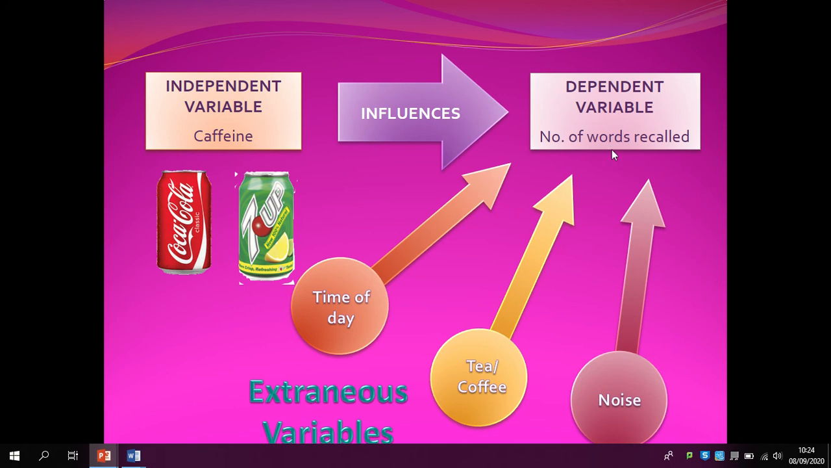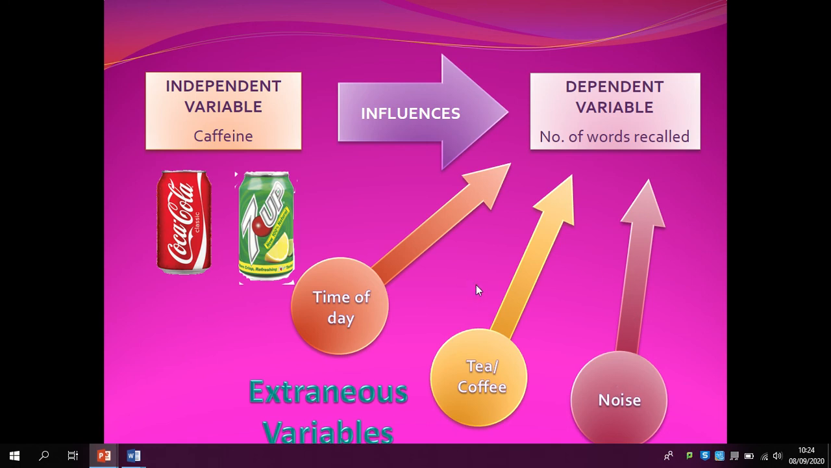And then we would measure their memory, and we'd measure that through the number of words recalled out of 20. Now, possible extraneous variables, things that could affect their memory other than just the caffeine, could be things like the time of day, because the time of day makes a difference in how good your memory is, whether they've had tea and coffee. So say, imagine they were in the non-caffeine group, but when they woke up they had 2 cups of coffee and then they came to the experiment, they've already had caffeine beforehand. So them drinking in the morning could be an extraneous variable that could affect, again, their memory. And then noise, if there's any noise in the room, that could affect their memory as well.